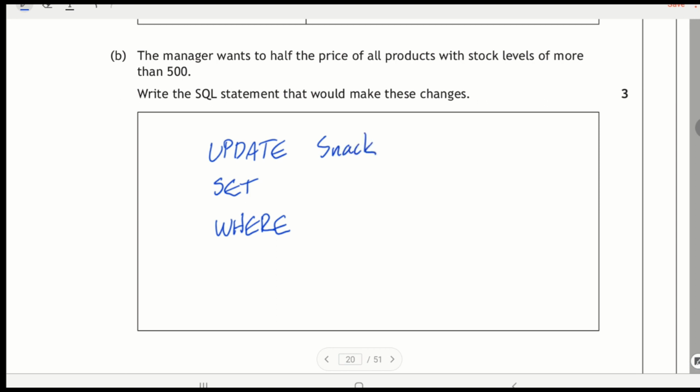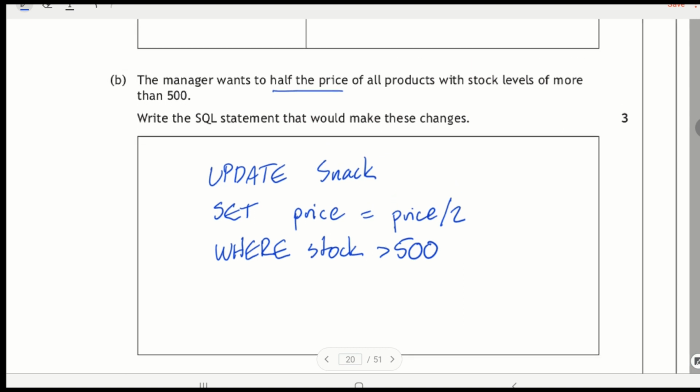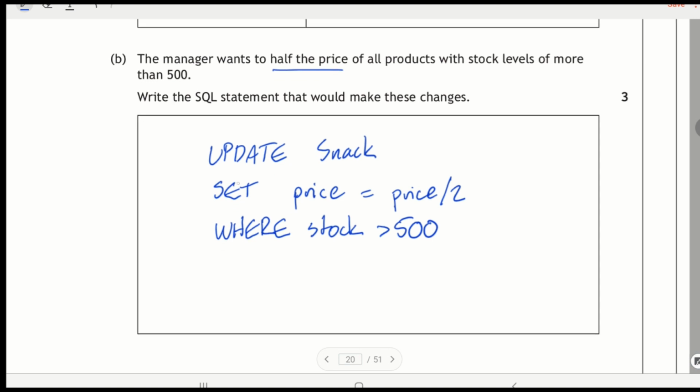What are we setting? So the value that we're setting is to half the price. So set price equals, and then whatever calculation you do, you could say price divided by 2, or you can multiply it by 0.5, either one would work, where, well, it's stock levels of more than 500, so stock is more than 500. So it's quite an easy question in a way for higher. The only real kind of higher concept that's coming in there is that you're doing the calculation, and then you're getting marks for getting the where right and the syntax overall.